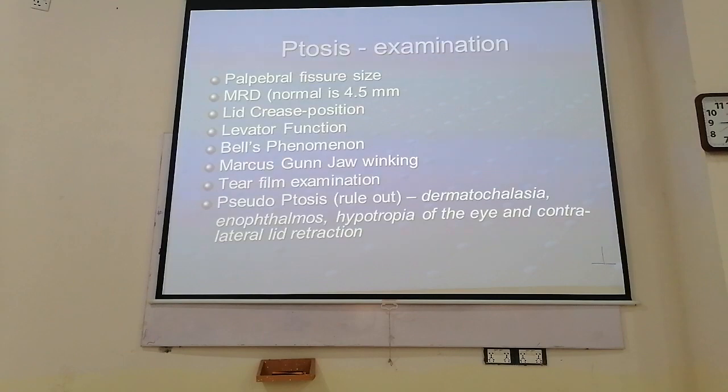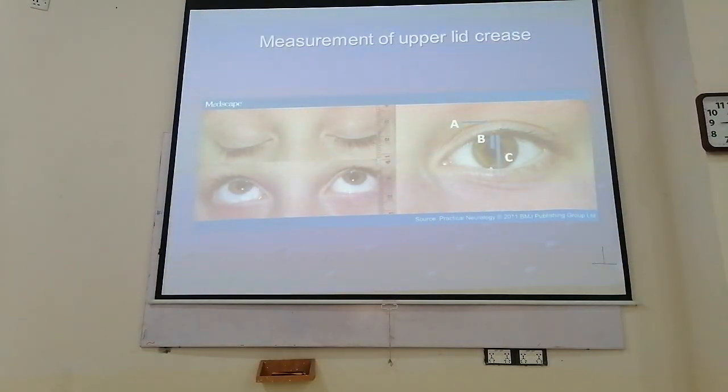Lid crease position. Measurement of the upper eyelid crease. On the right side you can see the upper eyelid crease, which we discussed in the aponeurotic process. This crease is formed by fibers of the levator aponeurosis. Then we ask the patient to look upward and downward, and here a very mild, very light crease can be appreciated. You will measure from the crease to the upper eyelid margin. And it is also almost 10 to 12 millimeter in its length.